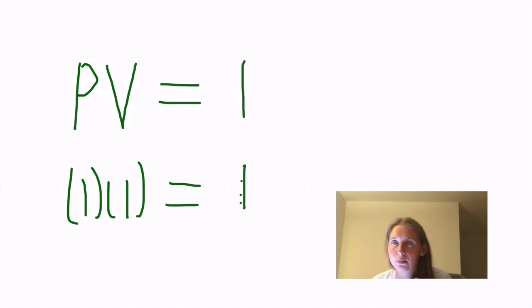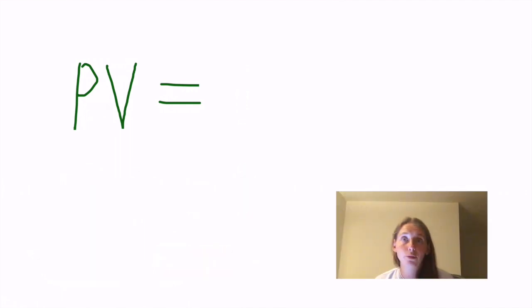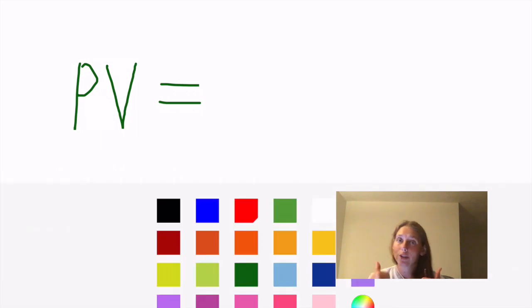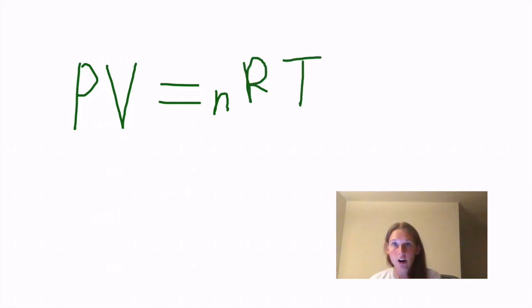But let's say we increase the pressure to 2. Now for PV to equal 1, the volume has to decrease to 0.5, so that 2 times 0.5 still equals 1. And we know from Avogadro's law that as volume goes up, the number of moles also is going to go up. We know according to Charles's law, volume goes up, temperature goes up, they're directly related. PV equals nRT. Now let's use this. Let's look at what values the problem gives us and what values we want to solve for.